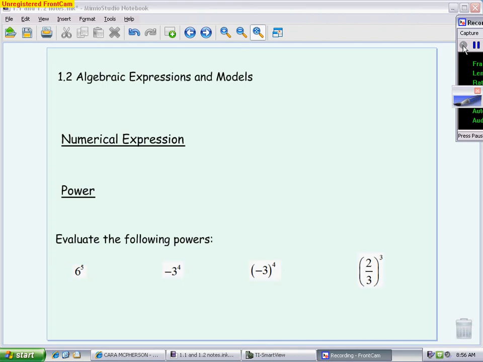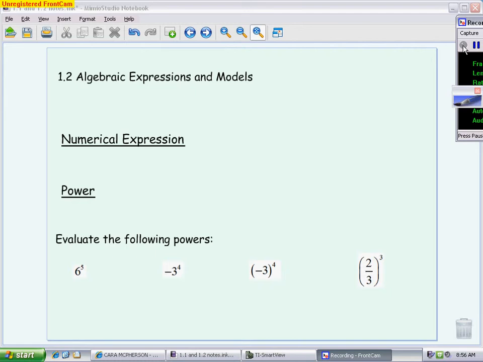Today we're going to look at lesson 1.2, which is Algebraic Expressions and Models. This is a great lesson to look at in a video because this is pretty much Algebra 1 material, everything that you've done before in Algebra 1 and even geometry. So it's a nice quick review, and if you have any questions you can bring them tomorrow and we'll discuss some of the things that you would have learned last year or last semester.